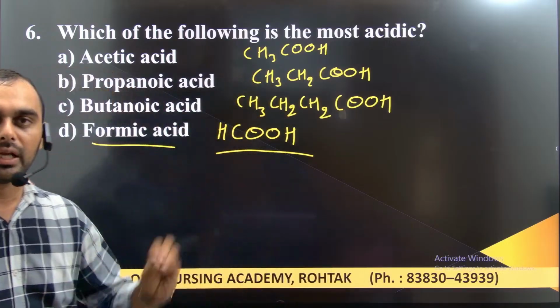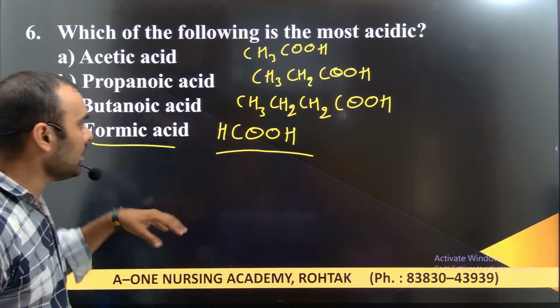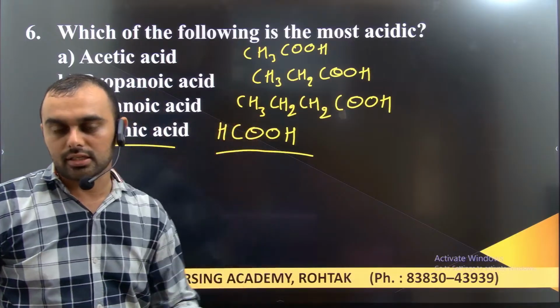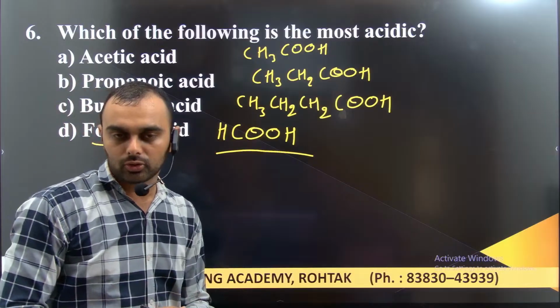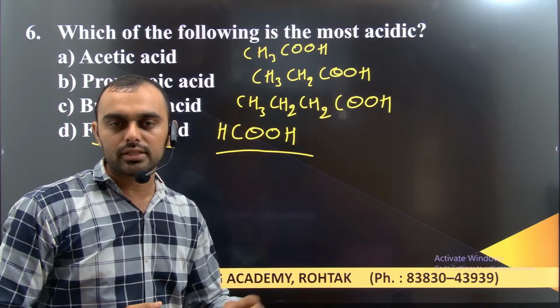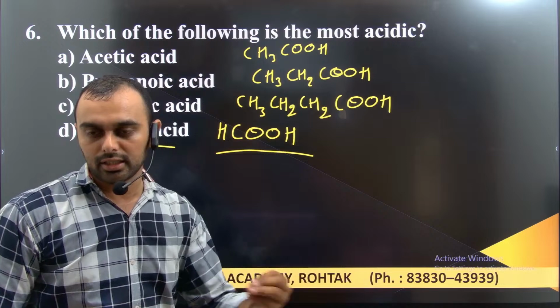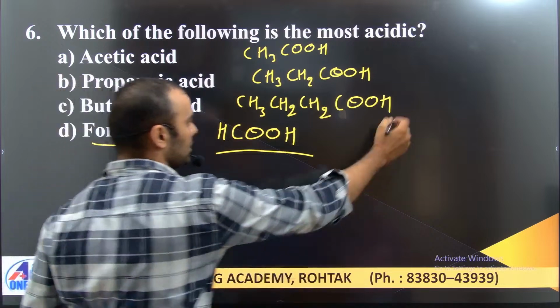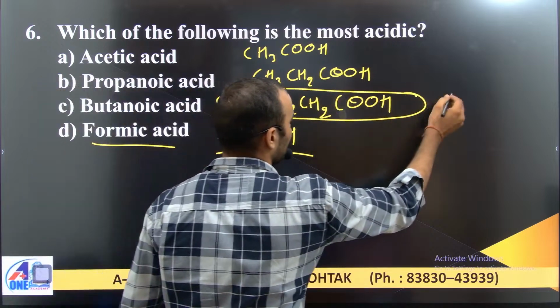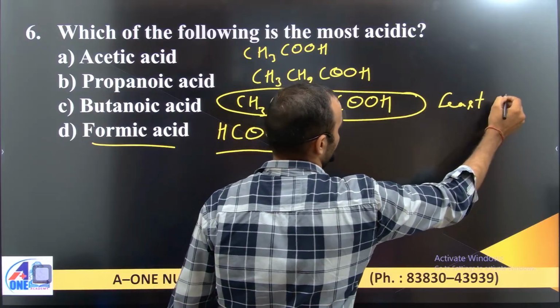And if a long chain is attached, that means it donates electrons to the conjugate base and its stability gets decreased. That's why butanoic acid is the least acidic.